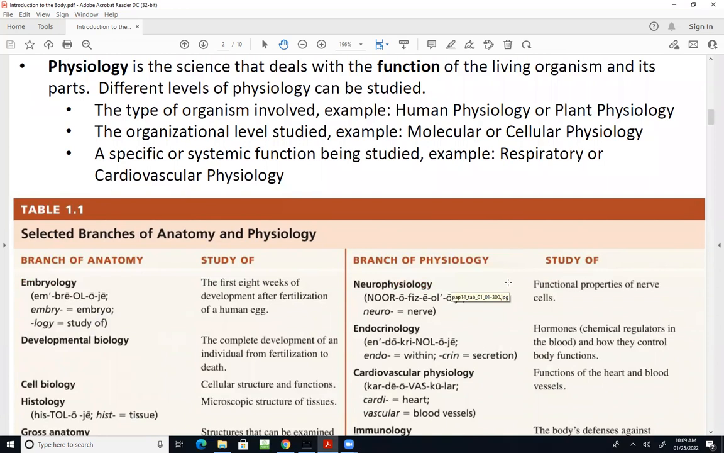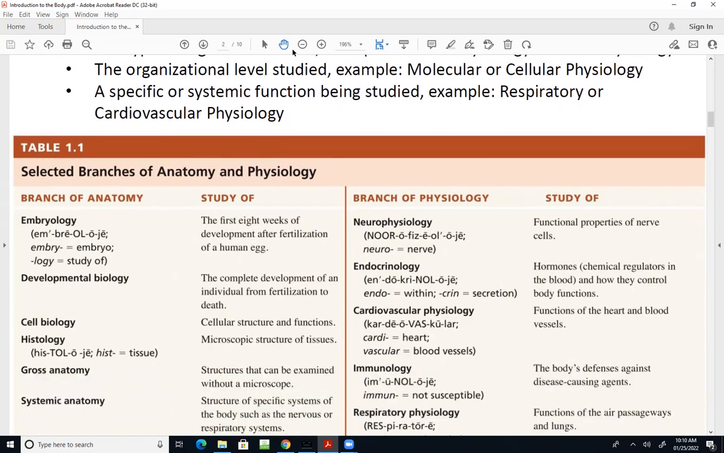Okay, and just like with anatomy, physiology can be viewed at different levels or branches. The type of organism involved can be viewed, like in the case of what we will be talking about in this class, human physiology. If you were to take like botany, you talk about plant physiology, how plants work. You can look at physiology at the organizational level, which we're going to talk about on the very next slide, like in the case of molecular or cellular physiology. And then we can also look at it at the systemic level, where you're talking about a body system like the respiratory system or the cardiovascular system and how those systems work.